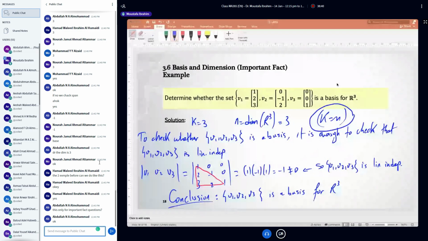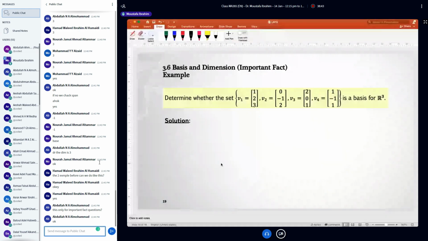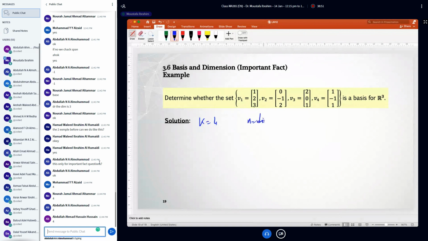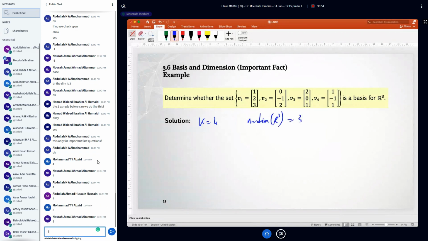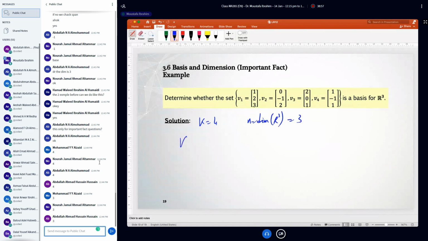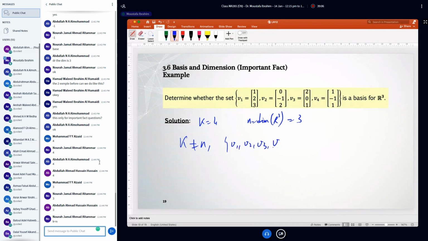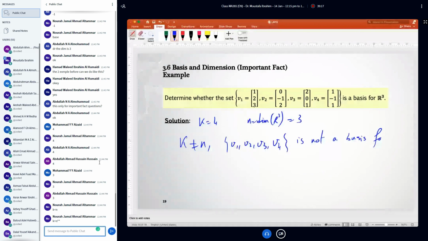Now, the last one. Look, guys, how many vectors do we have? And dimension. So it's different. Okay, different than N. So immediately V1, V2, V3, V4 is not a basis. Clear, guys?